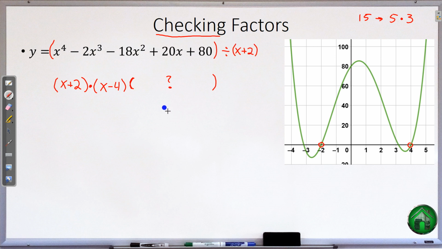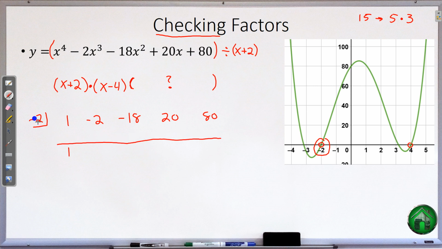Now that looks awful, but remember we have a great strategy for this, synthetic division. And so I'm going to use synthetic division and try to divide this into that. And remember, with synthetic division, you don't use the positive 2, you use the negative 2. You use the root, you use the x-intercept. And then you just use the coefficients, 1, -2, -18, 20, and 80. Let's see if this works.